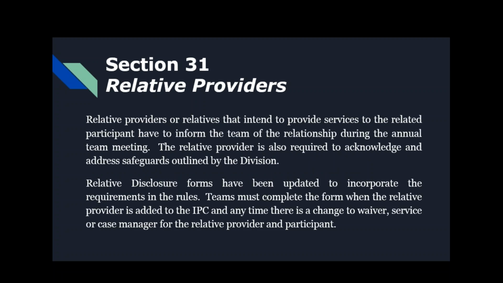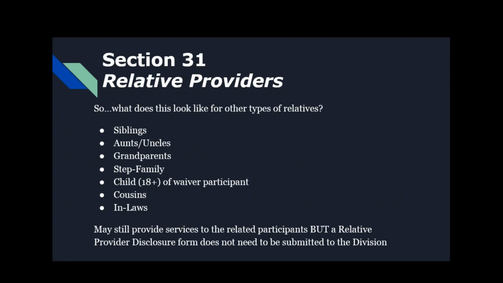Moving on, relative providers, Section 31. Relative providers or relatives that intend to provide services to the related participant have to inform the team of the relationship during the annual team meeting. The relative provider is also required to acknowledge and address any safeguards that are outlined by the division. Relative disclosure forms have been updated to incorporate the requirements in the rules. Teams must complete the form when the relative provider is added to the IPC and any time that there is a change to the waiver, service, or case manager for the relative provider and the participant.